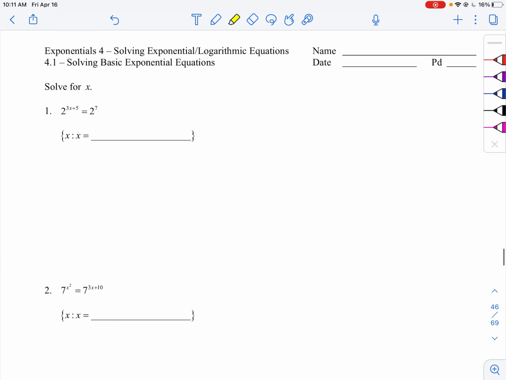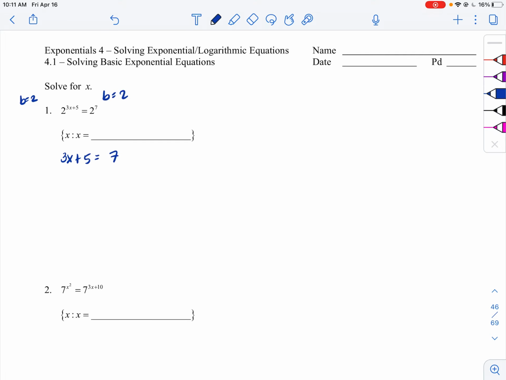So let's have an example. In here we have 2 to the power of 3x plus 5 equals 2 to the power of 7. So our b in here is equal to 2. We also have our b is equal to 2. Since our base, the b, is both equal to 2, we are going to set x equal to y, meaning 3x plus 5 equals 7. And we need to make sure that we solve for the value of x to make this 3x plus 5 equal to 7.